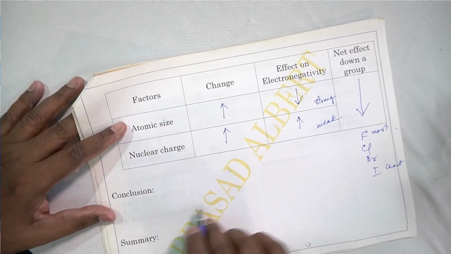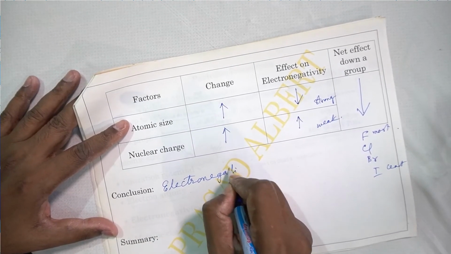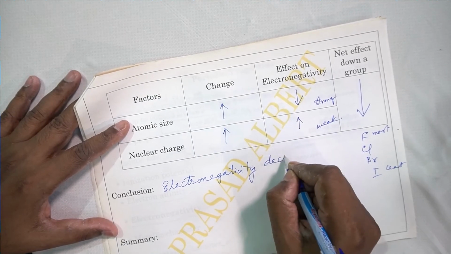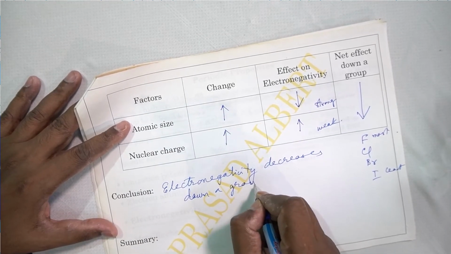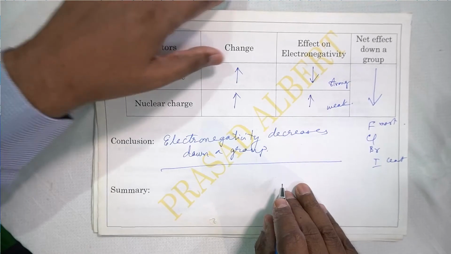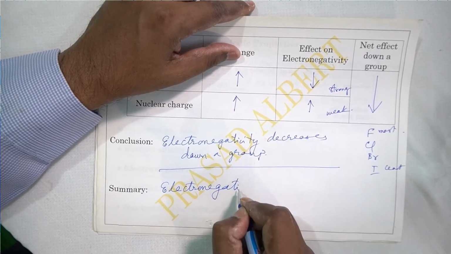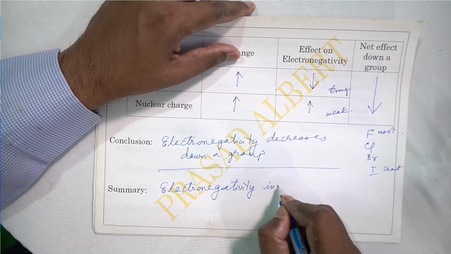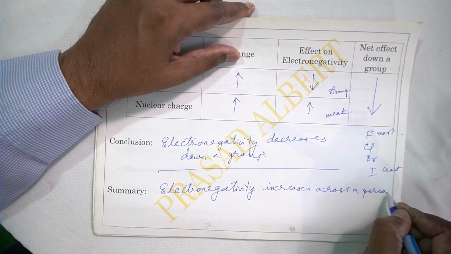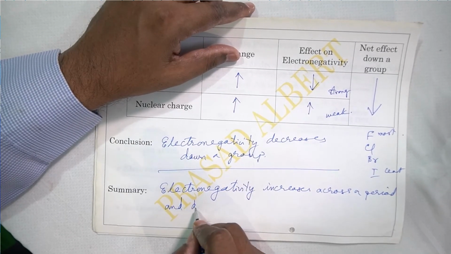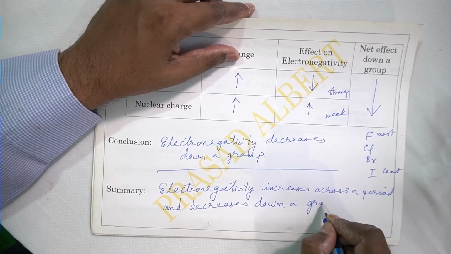So what is the conclusion we have here? The conclusion is electronegativity decreases down a group. So the summary of what we studied in this video is electronegativity increases across a period and decreases down a group.